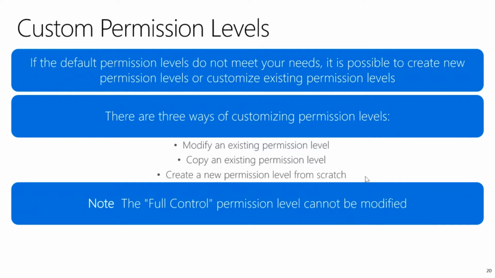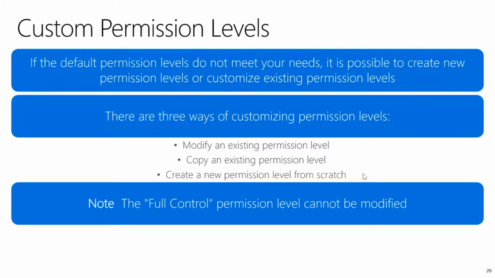So a custom permission level is basically a set of permissions that we identify that we want the user to have, and then we assign a group of users or a user with that permission level to a particular object, so that they can do that customized operation only, right?